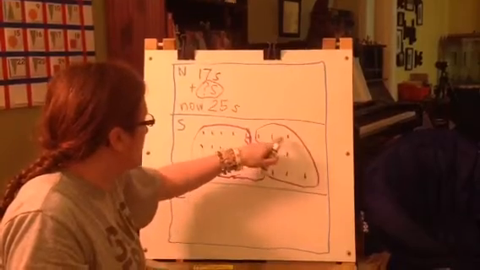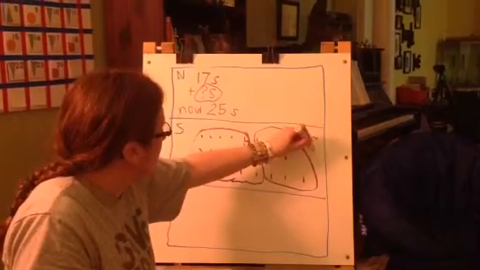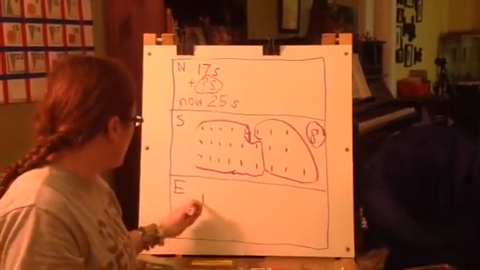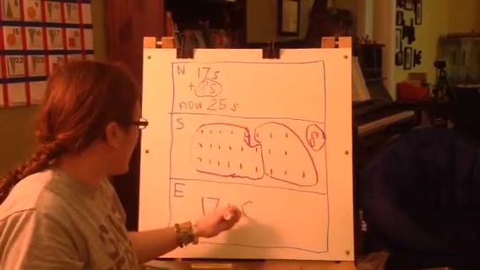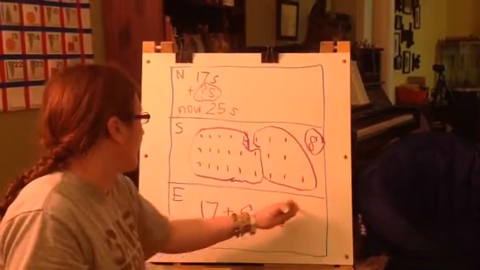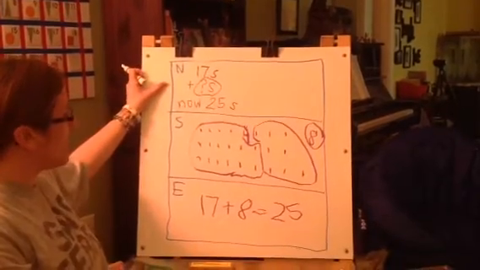There's 1, 2, 3, 4, 5, 6, 7, 8. So the answer is 8. Kaylin gave her 8 shells. So we take Miss Drass's 17 shells and we add Kaylin's 8 shells. It's going to equal 25 shells altogether. If you got this box right, you can have a point.